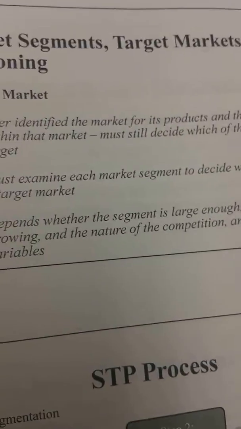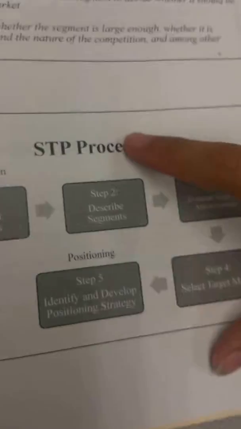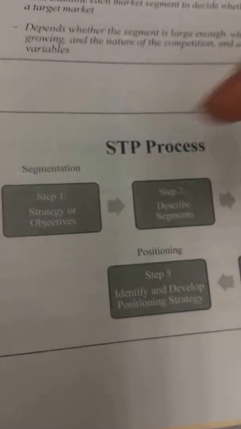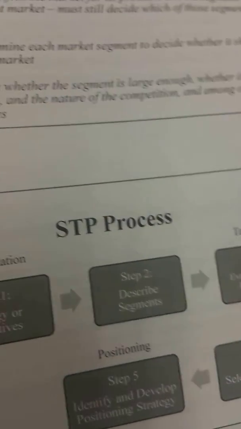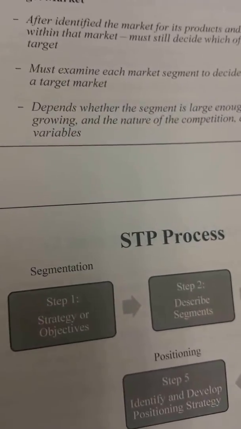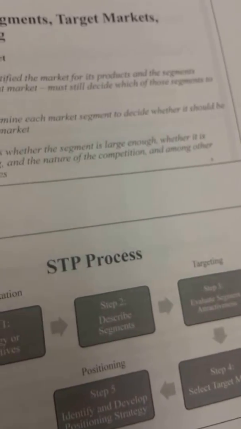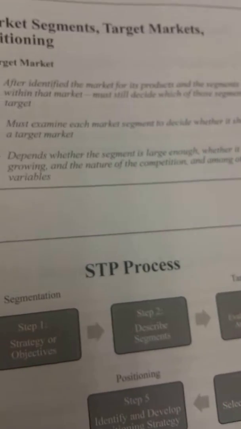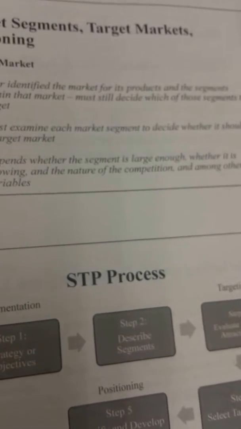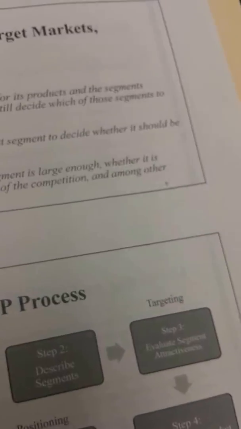Keep going. Okay, so let's see the process of STP. Number one, we identify what the segments are, and then we describe, analyze, and evaluate them. Once we have that, which could be the segmentation, we decide, okay, this is my target market, I'm going to go for it, and we try to put strategies in place to position ourselves in that target market.